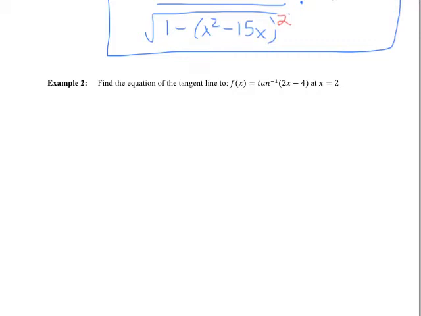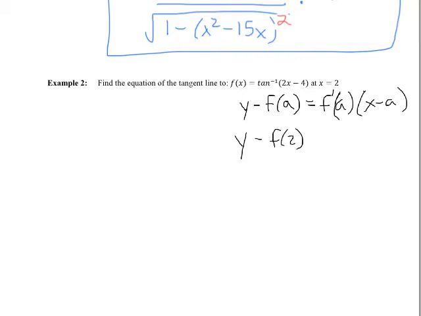Well, we first need to remember that the equation of a tangent line is going to be y minus f of a equals f prime of a times x minus a. So in this case we have y minus f of 2 equals f prime of 2 times x minus 2.